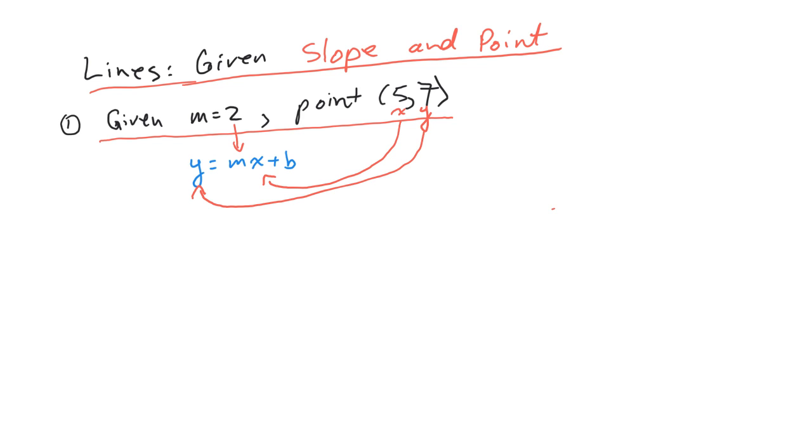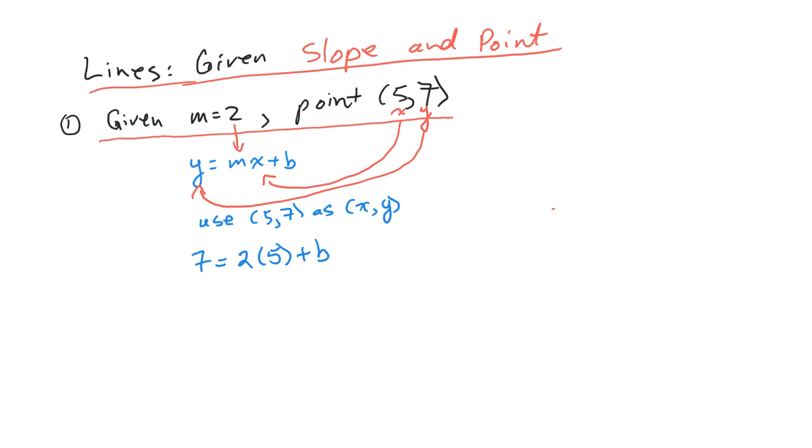So in doing so, we're using 5, 7 as the x and the y, and we're using the slope to plug it in. So let's see what we have. We're using 5, 7 as x and y in our equation. So we have the following: 7 is equal to m, which is 2, times 5, plus the b value.